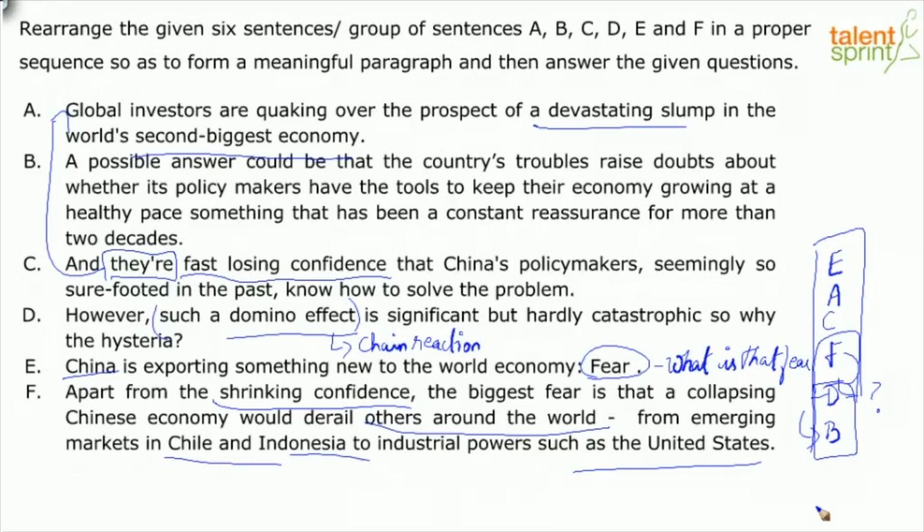Focus on keywords, couple of words. Some things you're not aware of. For example, if you just focus on repetitive words, confidence, confidence, you know there's some link happening there, right? In C, you say you have fast losing confidence, and then the same reference is made in F, apart from the shrinking confidence, so you can connect it. So the strategies still remain the same. The only thing that we miss out on is we don't look for that, right?